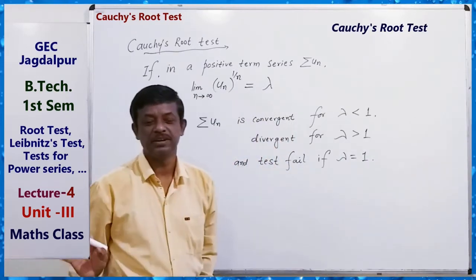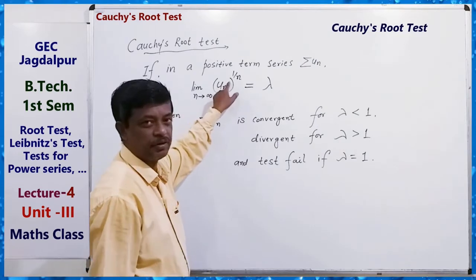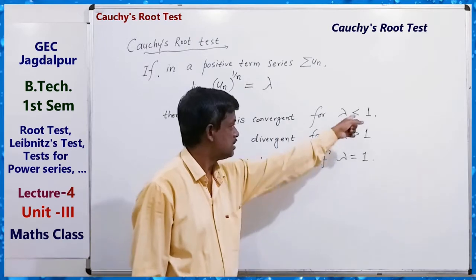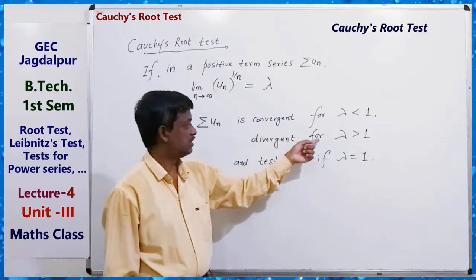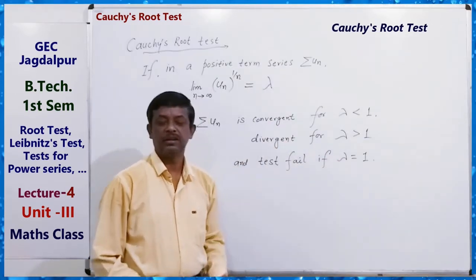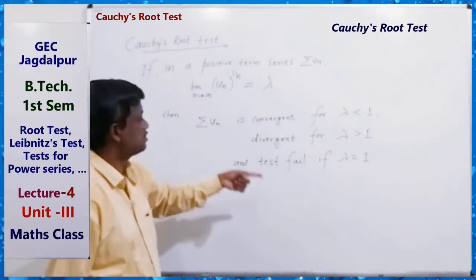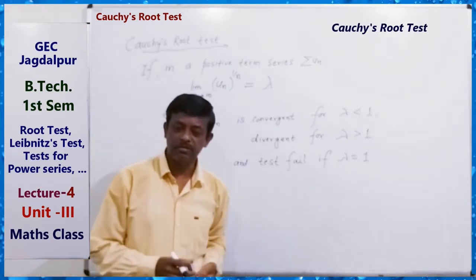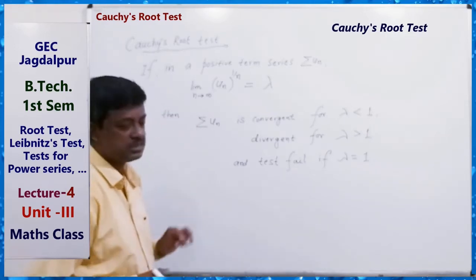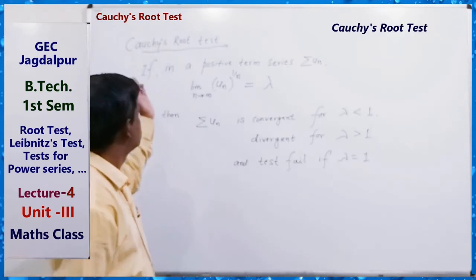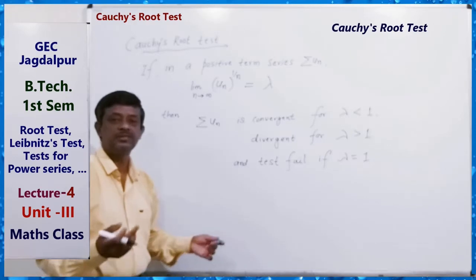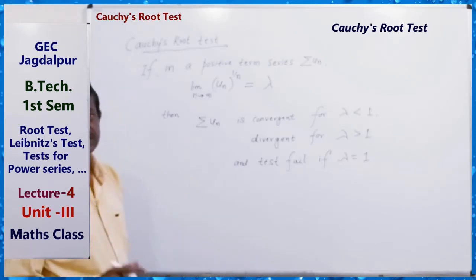So it is a very simple statement: just the nth root of the nth term tending to lambda, a quantity that is less than 1, then convergent; greater than 1, then divergent. If this limit is equal to 1, then Cauchy's root test fails to decide whether the series is convergent or divergent. Clear? So this is the statement. We can use this test for testing the convergence or divergence of a series.